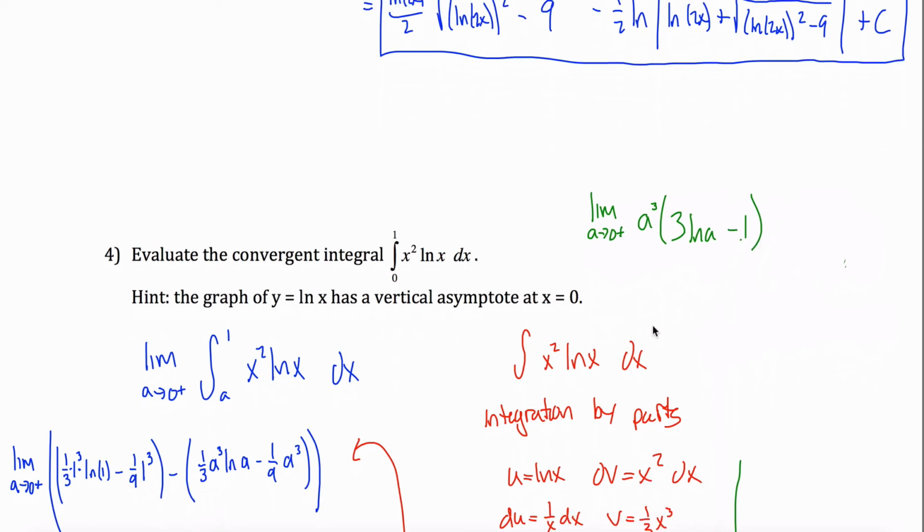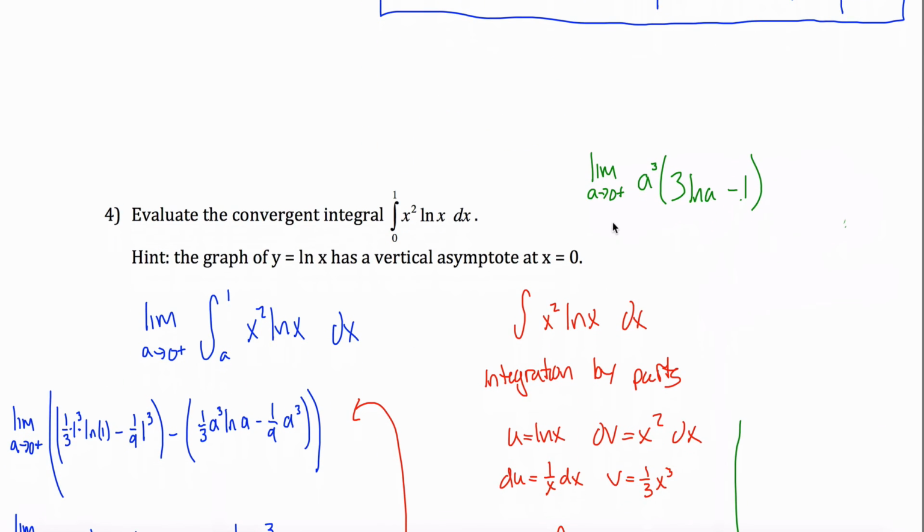And it turns out this is an indeterminate form. Don't believe me? Well, let me try to talk you through it. As a gets really close to 0, this is clearly 0, but as a gets close to 0, the natural log of something really close to 0 gets close to negative infinity. So I have this 0 times infinity, negative in this case, form, which is indeterminate.